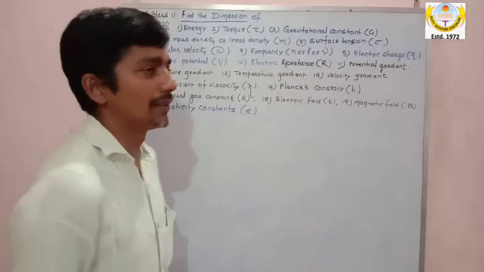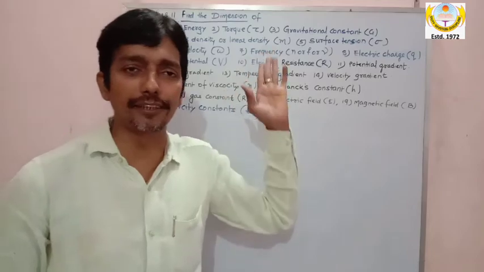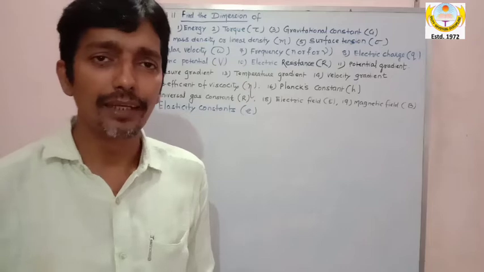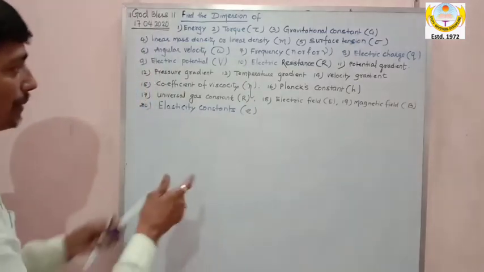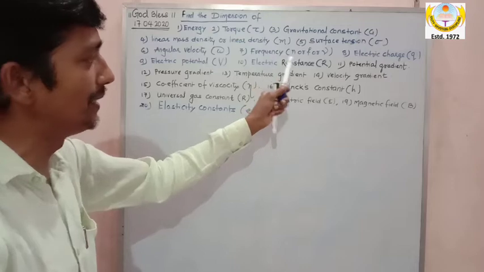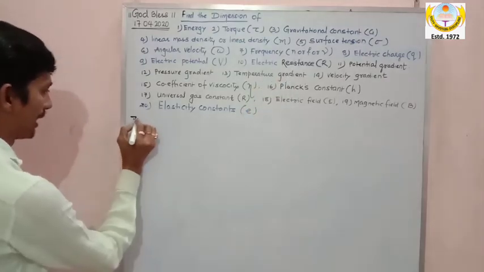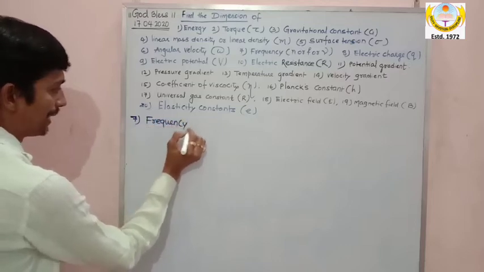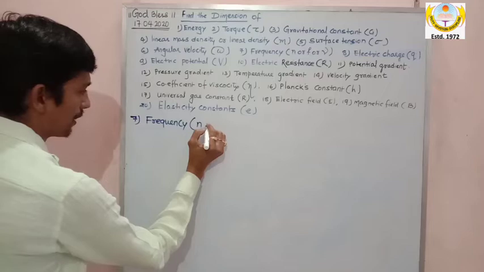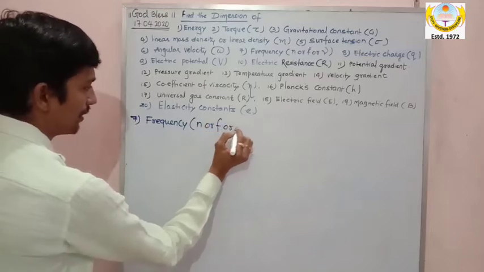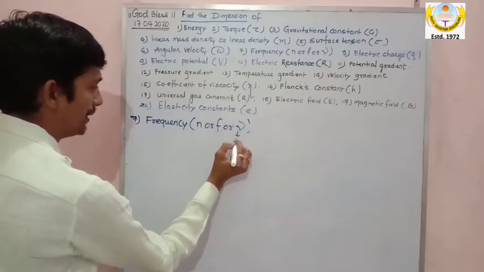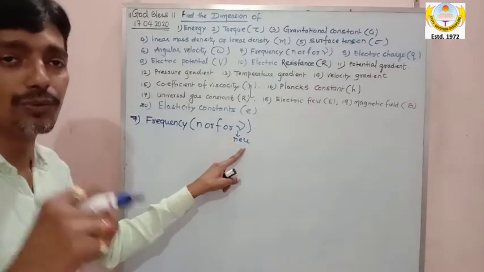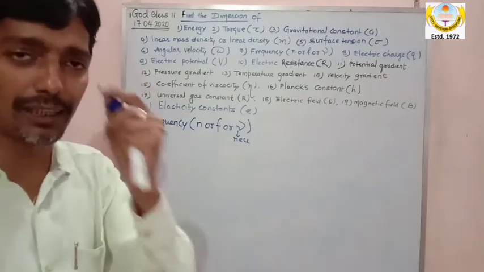Well, my dear, now let's again begin with the same continuation of the dimensions. In my first video, I completed up to angular velocity. Now my dimension number 7 is the dimension of frequency. This quantity is named frequency, and it is denoted by N or F, or you can say nu. Here I am writing nu, N-E-U, nu. My dear, here I will try my level best to explain a little bit.